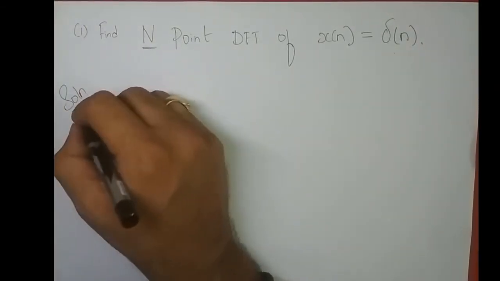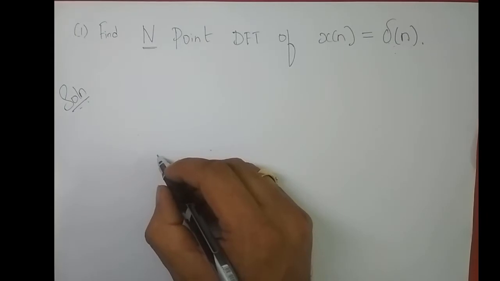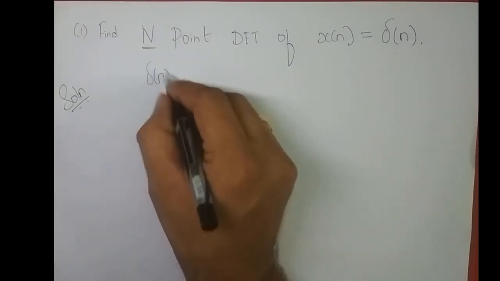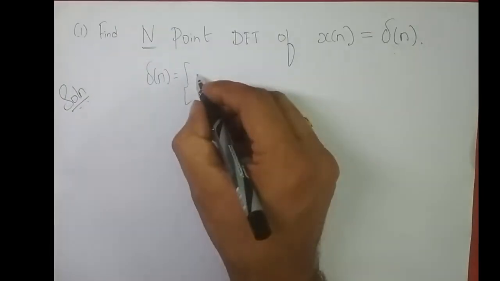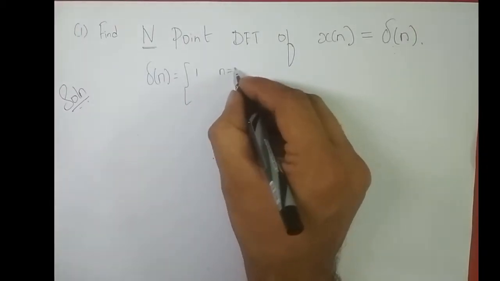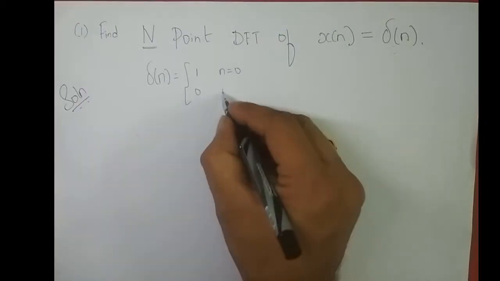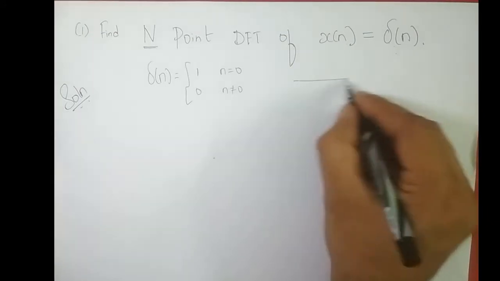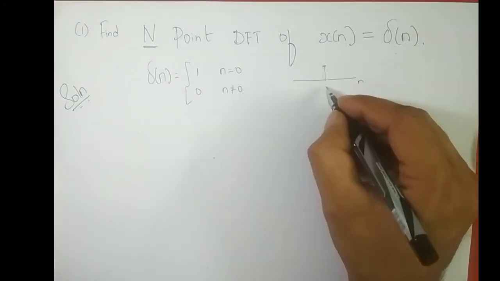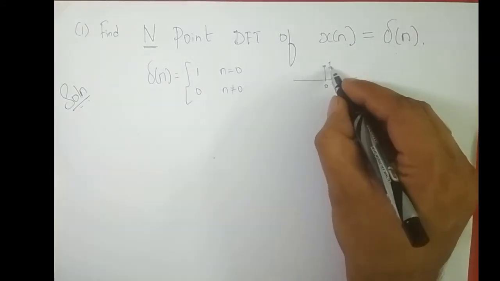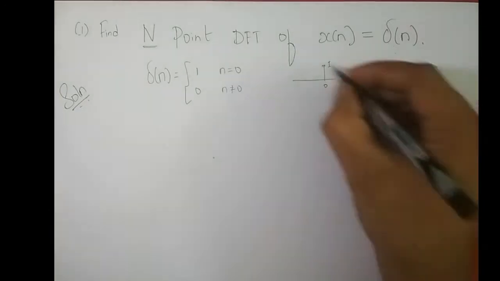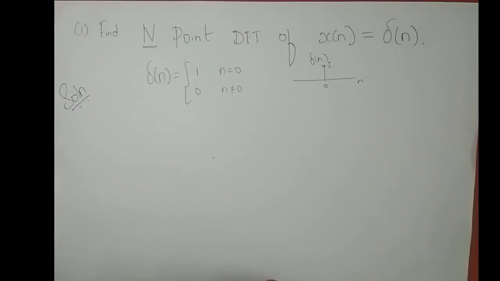So, solution. Before we take up the problem, how is delta of n defined? Delta of n is 1 for n equal to 0, and it is 0 for n not equal to 0. In the sense, it is defined only at n equal to 0, and its value is 1. So this is delta of n.